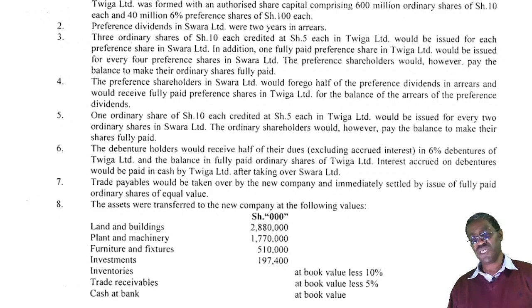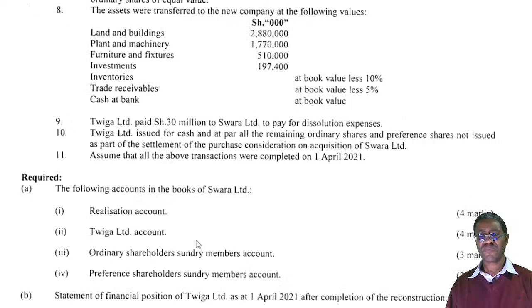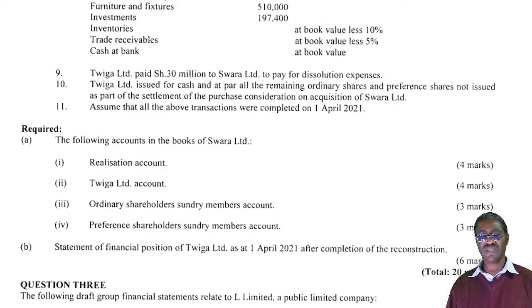Number 8. The assets were transferred to the new company at the following values. That's how you are given: land and buildings, plant and machinery, motor vehicle, furniture and fixtures, investments, inventory, trade receivables, cash at bank. Inventories at book value less 10%, trade receivables at book value less 5%, cash at bank at book values. Let me roll the question. That's number 8.